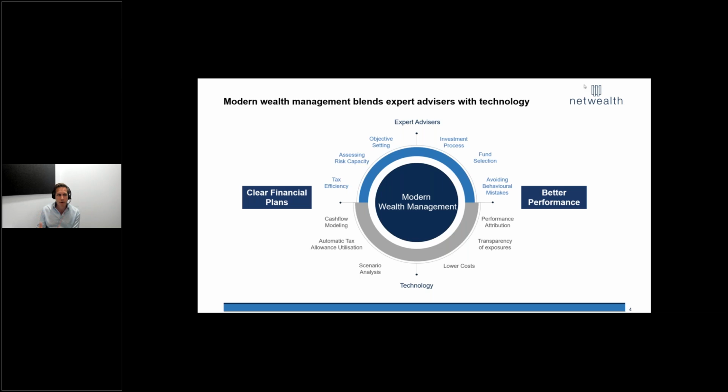through time. We think by combining these different elements, you'll have clearer financial plans, you'll get better performance, and that's what makes a modern wealth manager versus perhaps the more traditional approach.